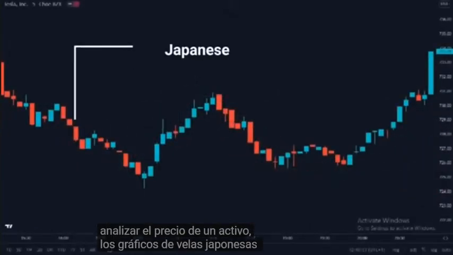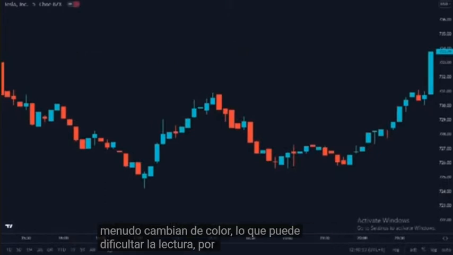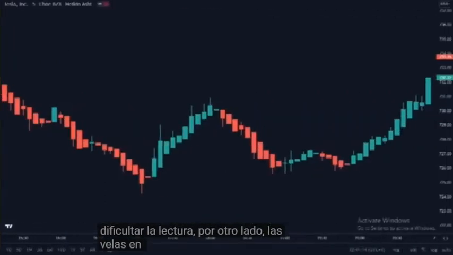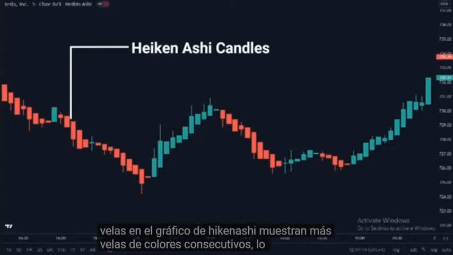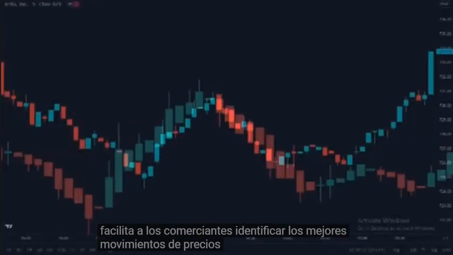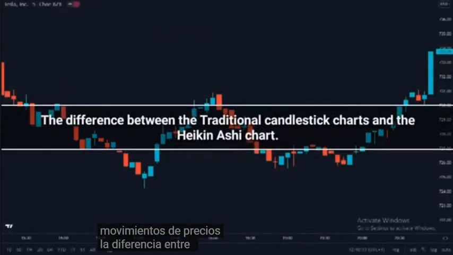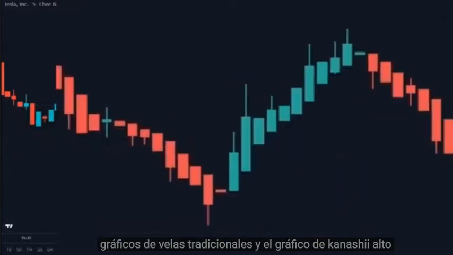Traditional Japanese candlestick charts often change their color, which can make it difficult to read. On the other hand, candles on the Heiken Ashi chart show more consecutive colored candles, making it easier for traders to identify the best price movements. The difference between the traditional candlestick charts and the Heiken Ashi chart.